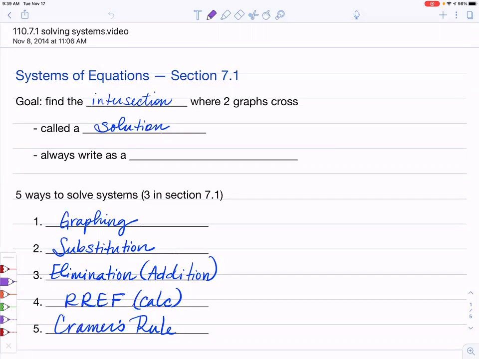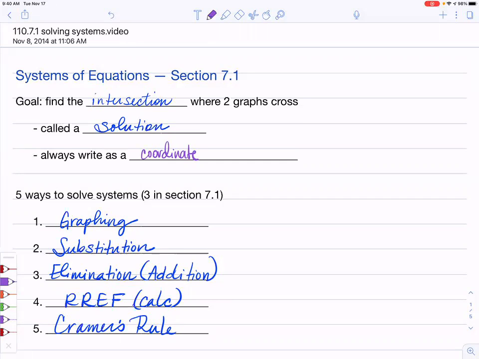Systems of equations, the reason I say you're going to love this one is because you've had this before in Math 101 and Math 102 or previous math classes. So it's actually quite easy, honestly. Okay, so the goal here, when I have a system of equations, this is where two or more graphs cross each other. It's called a solution. Always write this as a coordinate. So for just a generic system of equations, write it as a coordinate.